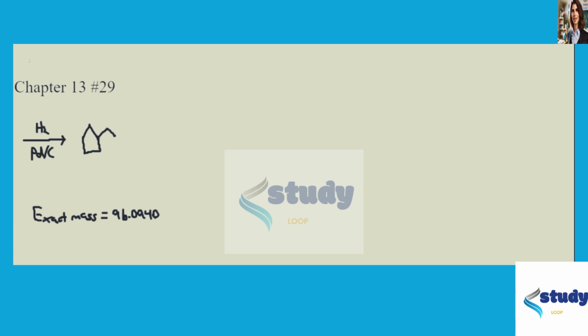Okay. And so 96.0939, or 96.0940 as I've written it here. We're going to need to figure out what molecular formula that corresponds to. But fortunately, we have a big clue in the fact that we need something that's going to be hydrogenated to ethyl cyclopentane.